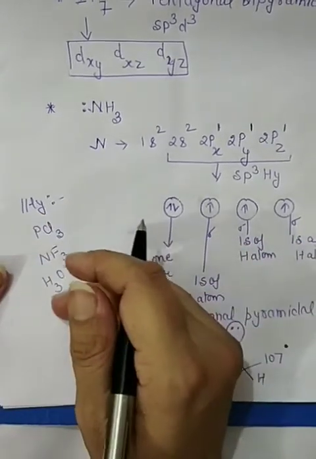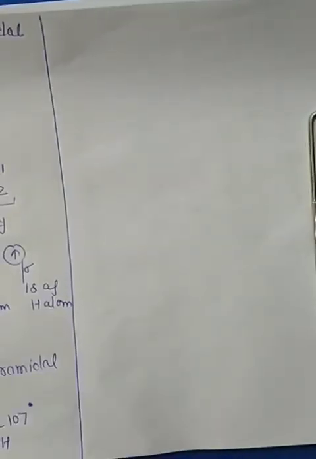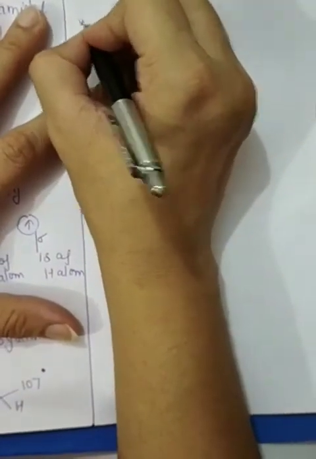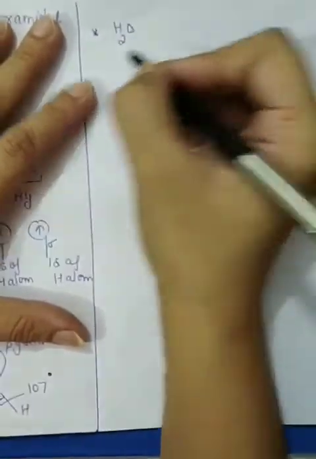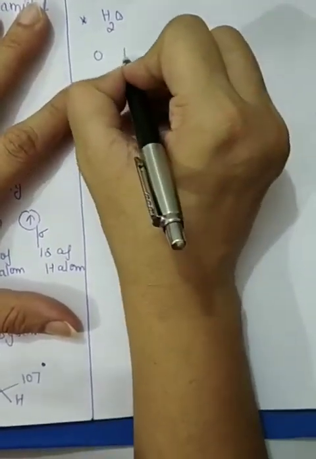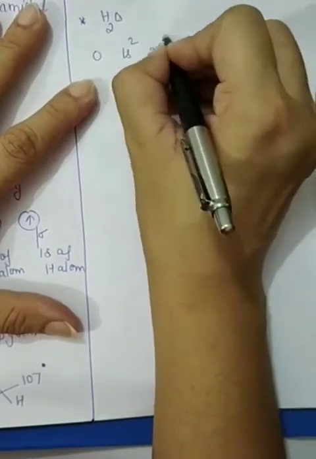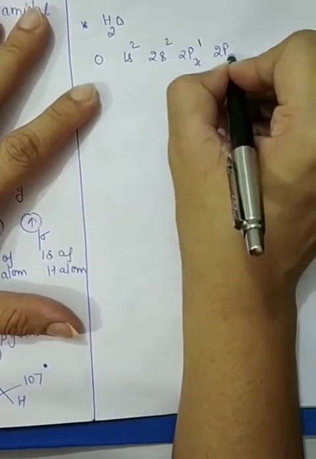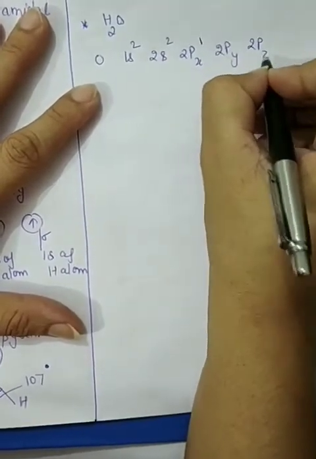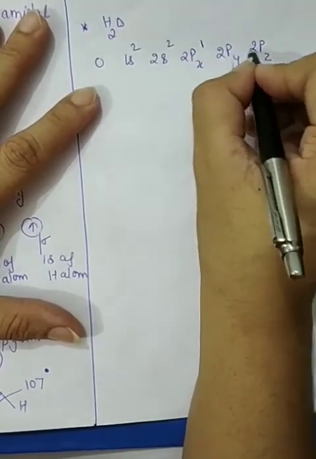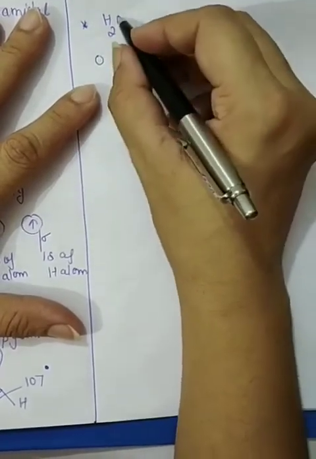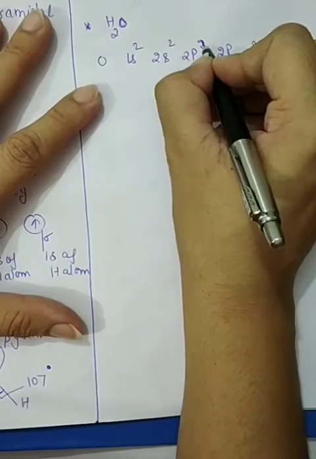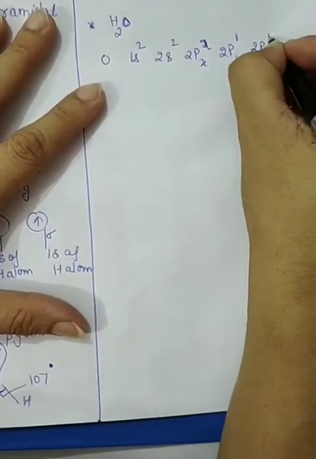Okay, do these examples yourself. Taking one more example in which the central atom has lone pairs, that is H2O. The central atom is oxygen. Its electronic configuration is 1s2, 2s2, 2px1, 2py, 2pz. After putting one electron in each 2p, pairing starts. As oxygen has 8 electrons, it has 1s2, 2s2, 2px2, 2py1, 2pz1.